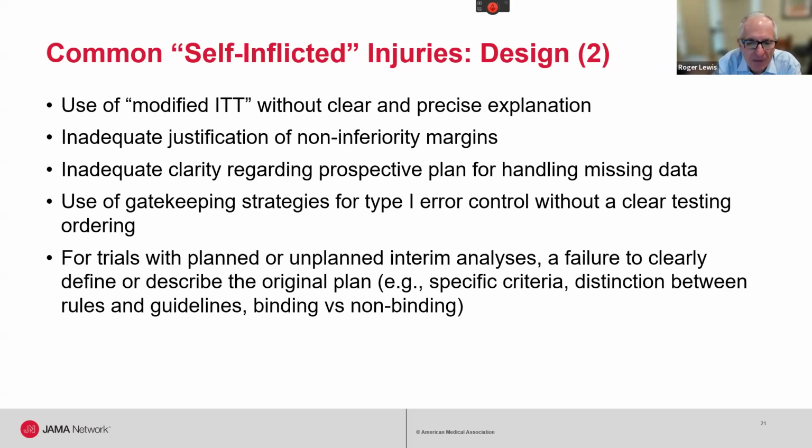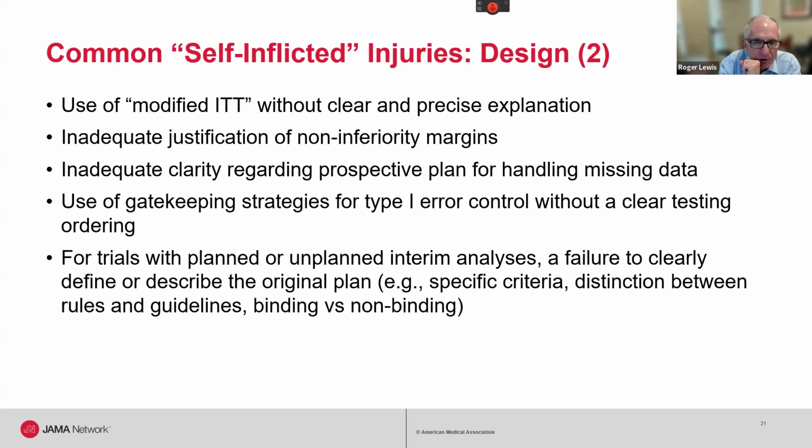If you're going to modify that, how are you modifying it? A common modification is that you only include patients who receive at least one dose of the study drug, placebo or active. That may be reasonable. Don't call that modified intent to treat. Just say we included in the analysis population these people.